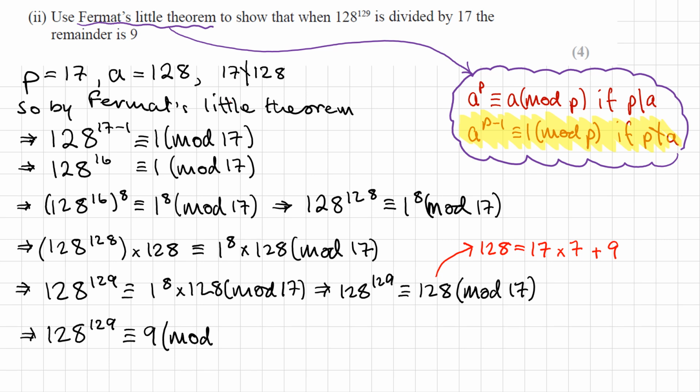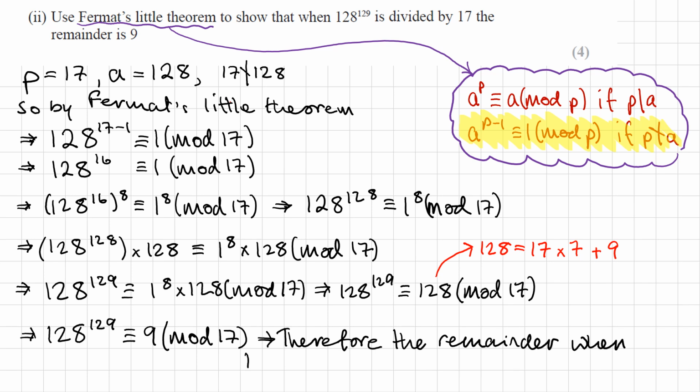So we can finish off, always finish with a conclusion. Therefore, the remainder when 128 to the power 129 is divided by 17 is 9.